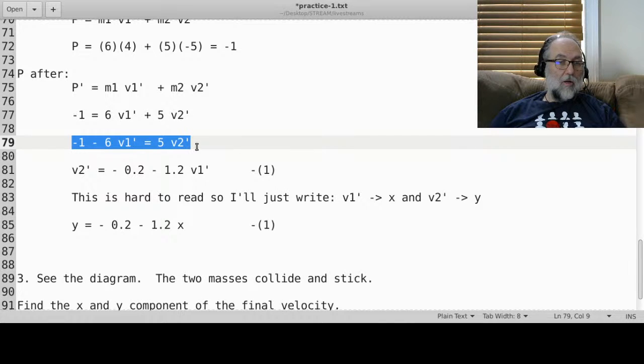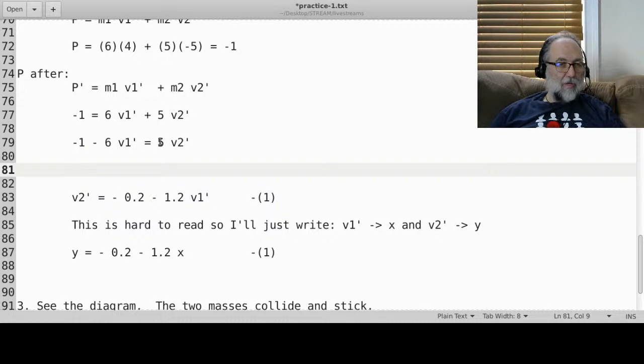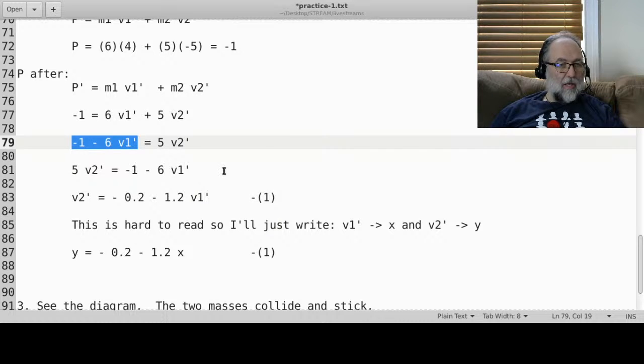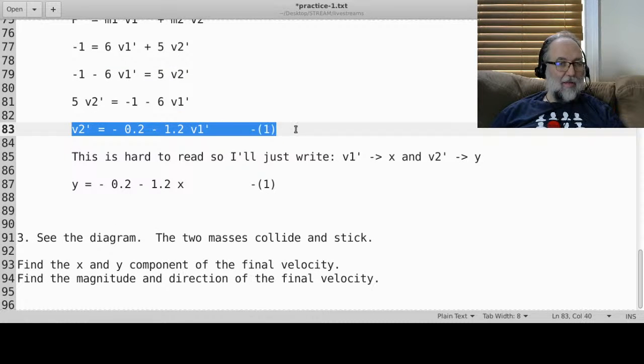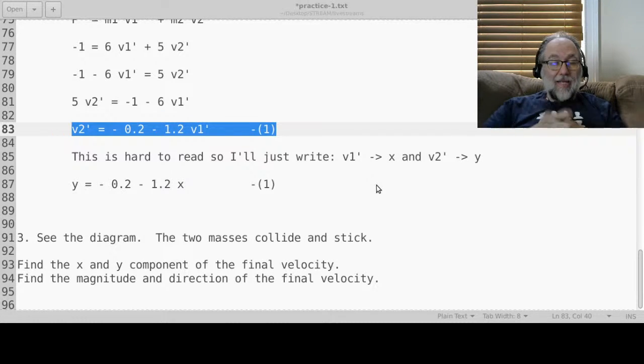And then I just switch the two sides around, hopefully I'm not being too pedantic here. I switch the two sides around like this, and then divide through by 5, and I get my equation number 1. So that's what I did there. Now the idea is to isolate either v1 primed or v2 primed. I decided to isolate v2 primed. You'll see why in a minute.